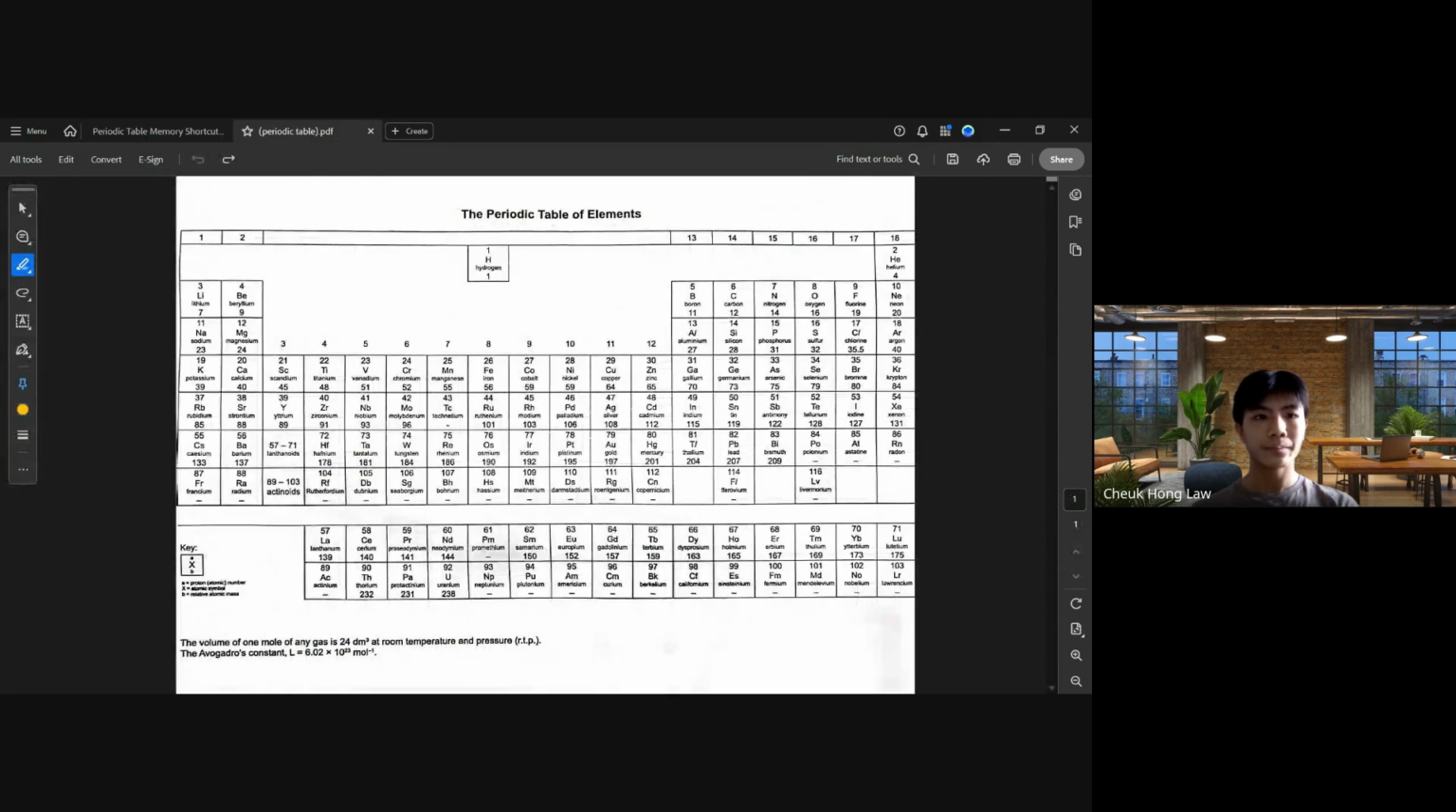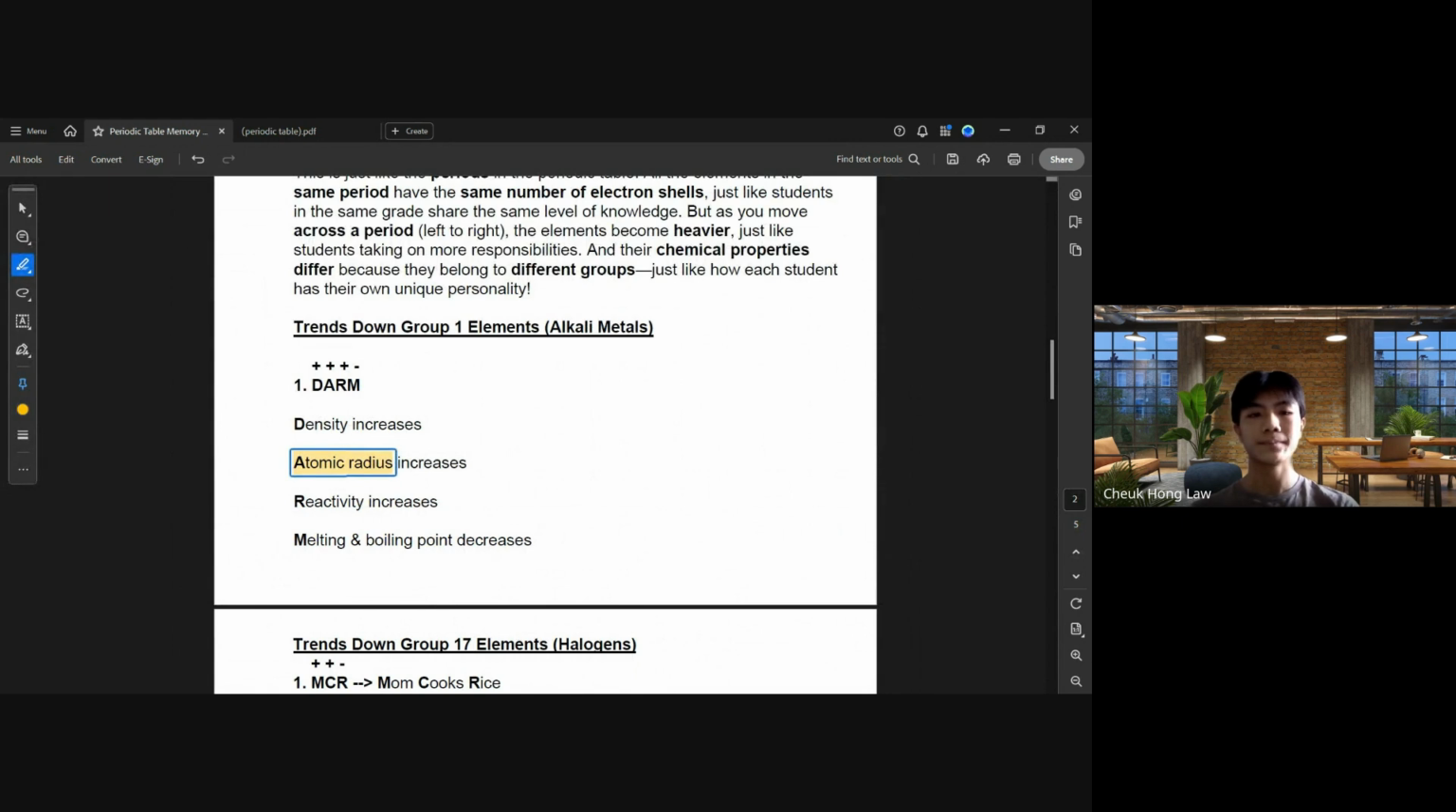So remember I said each period, they have the same number of electron shells. It actually increases down the group, right? Lithium has 2 electron shells. Sodium has 3 electron shells. Potassium has 4 electron shells. So it increases down the group. That's why the atomic radius also increases.